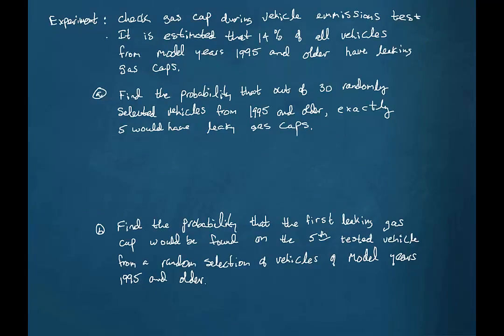Let's look at this next experiment. We're going to check gas caps during vehicle emissions tests. It is estimated that 14% of all vehicles from model years 1995 and older have leaking gas caps. Find the probability that out of 30 randomly selected vehicles from 1995 and older, exactly 5 would have leaky gas caps. So we have a finite number of trials. We're selecting 30 vehicles randomly from that time period. There are only 2 possible outcomes, and we'll let a success be finding a car with a leaky gas cap.